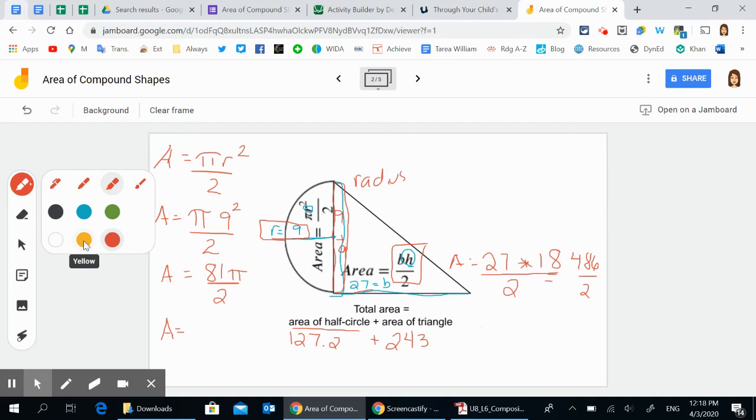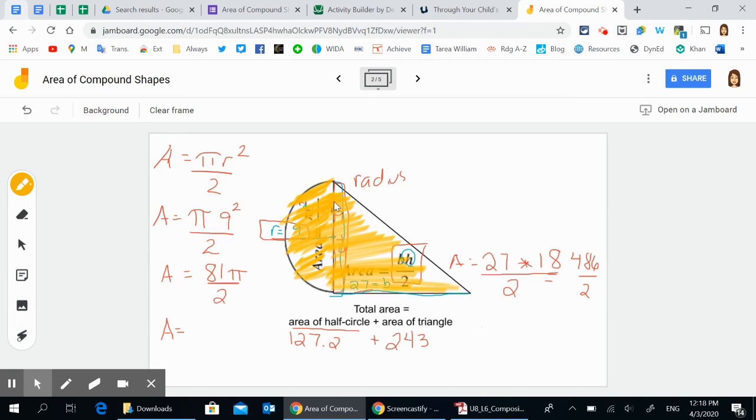I'm going to switch to a highlighter. If I want the area of this entire shape, and I know that the area of my half circle is 127.2 and my triangle is 243, then I just need to add, and that will tell me that the area of my compound shape is 370.2.